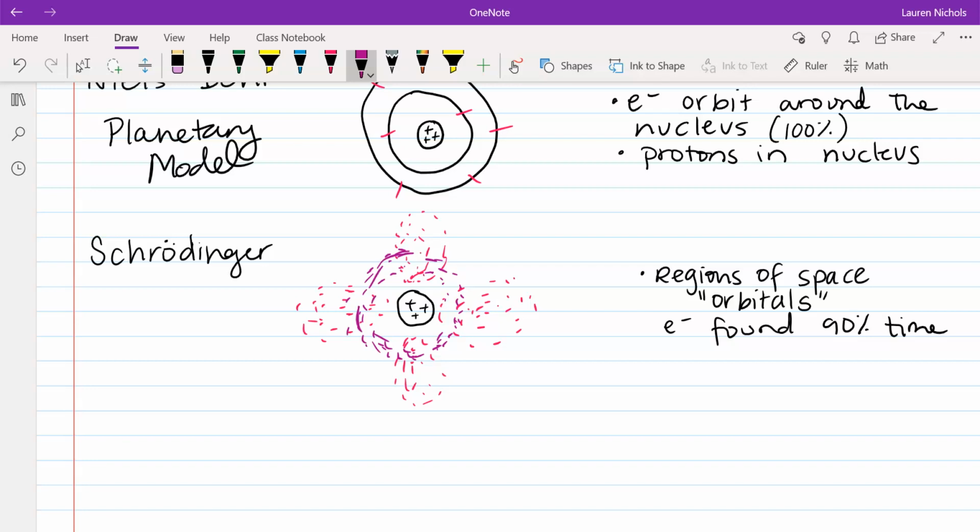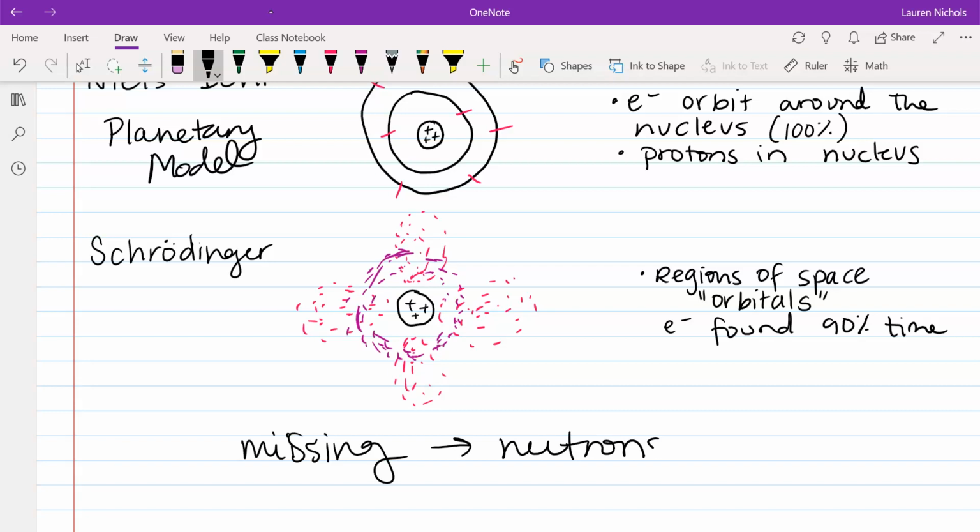But mostly he said electrons could not be found in the nucleus, like really, really close to the nucleus, but they would be spread apart, and there were energy levels and things like that. And when we learn about electron configuration and the patterns that electrons make in these orbitals, it'll start to make a little sense. But he said that there were these regions of space called orbitals, and electrons were found there 90% of the time.